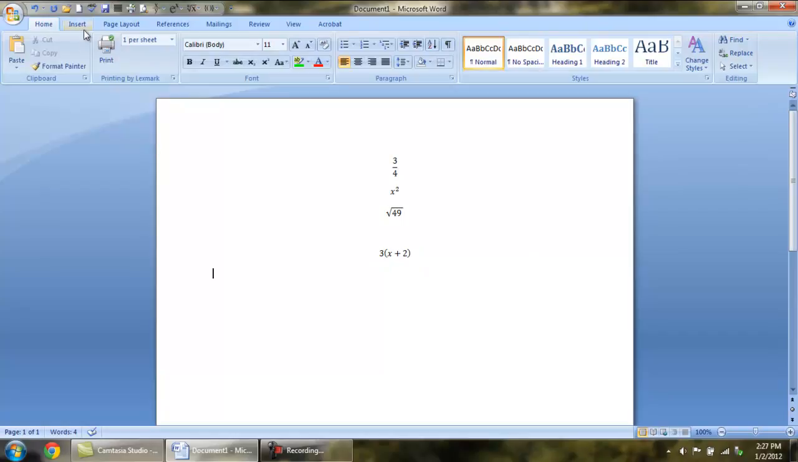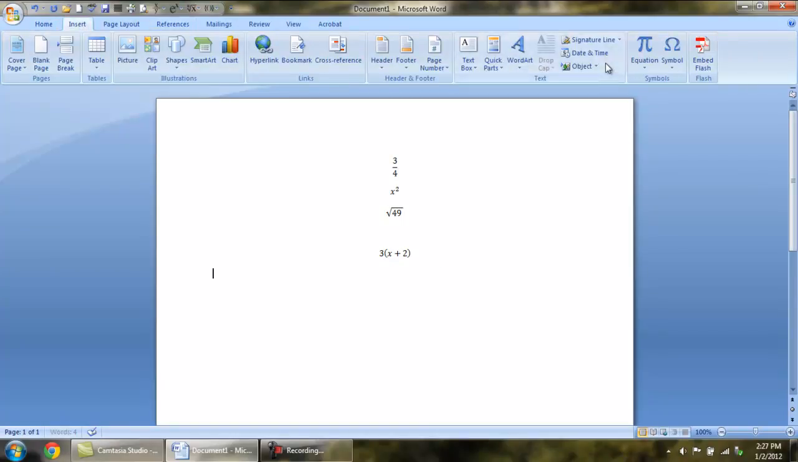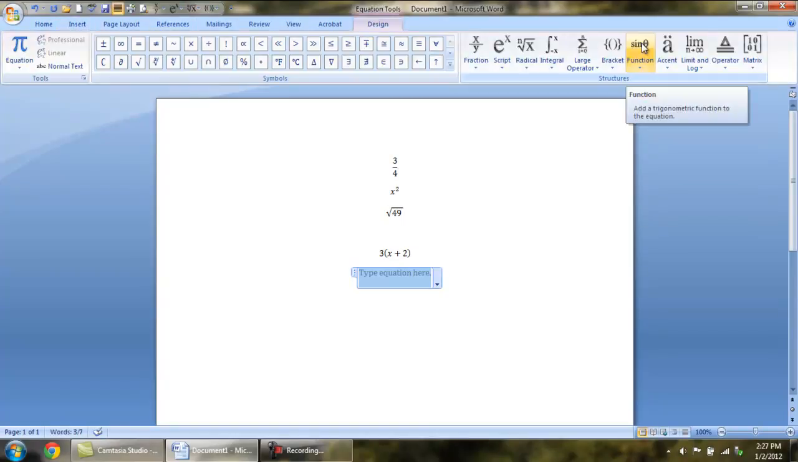So those are the most commonly used features for this class. The fraction, the script, the radical, and the bracket. I would suggest that you just play around in those a little bit. You will use these when you complete the math expressions conceptual activity for your orientation unit.